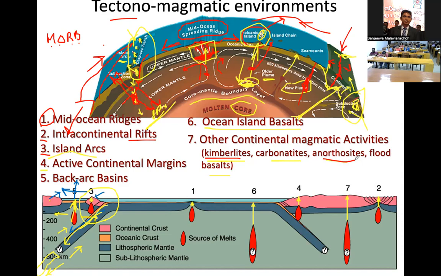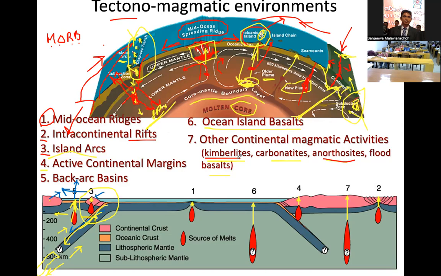So that type of magma, there are various combinations of types of magmas produced at different locations in the tectonic situations. But unlike the previous 6 locations, 1 to 6, these locations, these kimberlites, carbonatites, anorthosites, and also flood basalts, are not very regional. Okay, they are localized. They are not found everywhere in the world. Only in some places only, right?